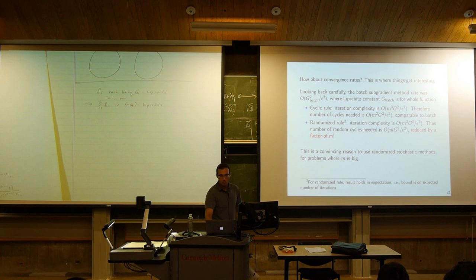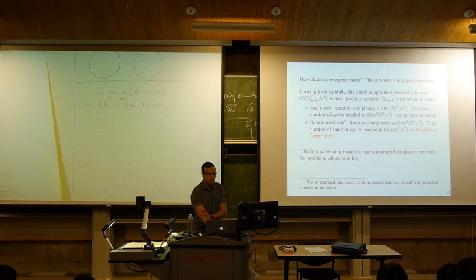Remember, g here was the Lipschitz constant that's just associated with one of these functions fi. So if I ask how many cycles are needed, one cycle being m iterations, then the answer is divide this by m. That's just the relationship, there's m iterations in one cycle. And that's a fair thing to think about compared to the batch method, because one full cycle of stochastic subgradient performs the same number of computations as one iteration of the batch method. Okay, so the number of cycles needed is on the order of m squared g squared over epsilon squared.